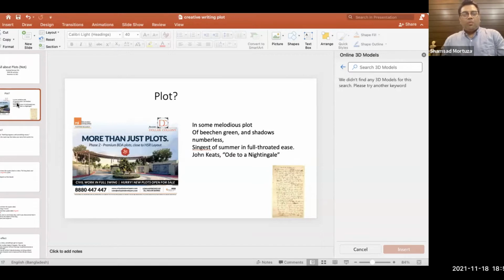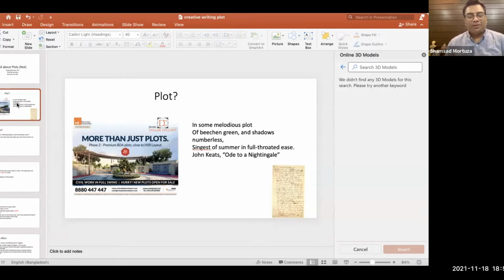All right. So what's the first thing that comes to your mind when you hear the word plot? I know Said Bhai knows a lot about plot. He's one of our landlords, I suppose. So when you think about having a plot in Bashundhara, one of those residential areas, one of the best uses of the word plot is available in John Keats, in Ode to a Nightingale. What does this idea of plot mean in Keats's poem? So in some melodious plot of beechen green and shadows numberless, singers of summer in full-throated ease. Any response to that? What does the word plot mean in this particular poem?